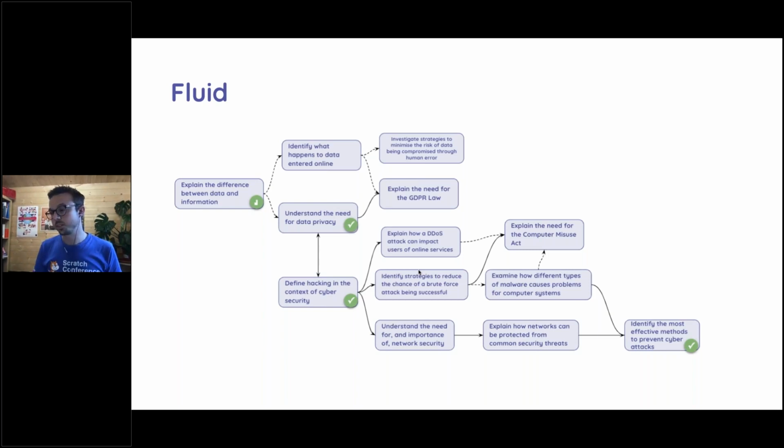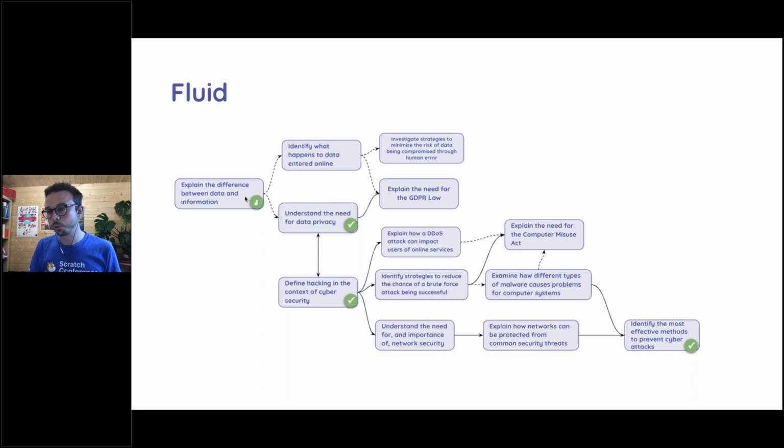What's happening in these is that it doesn't necessarily matter what the sequence of lessons is, but what does matter is you can see these ticks here saying that one has to be taught before the next one. So they do need to have an understanding of the need for data and privacy before we actually move on to what the law says.